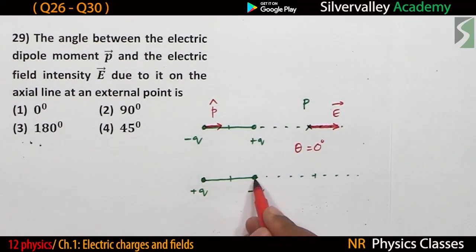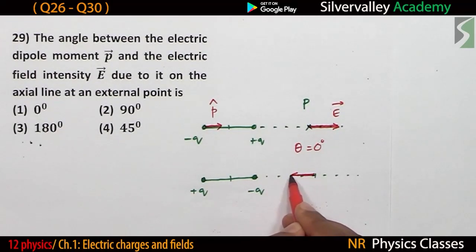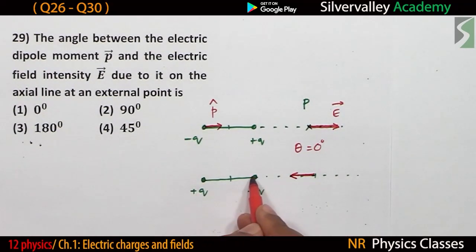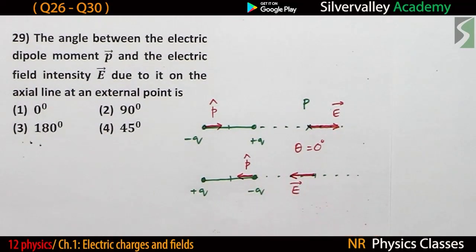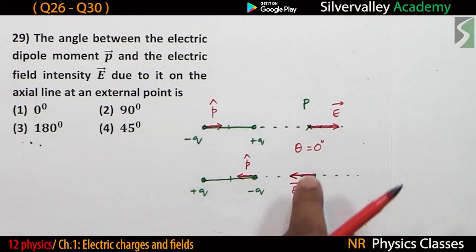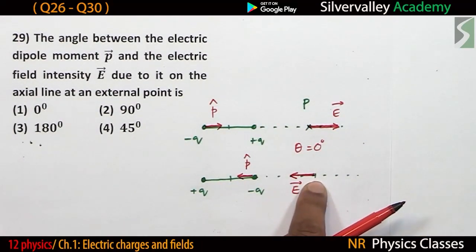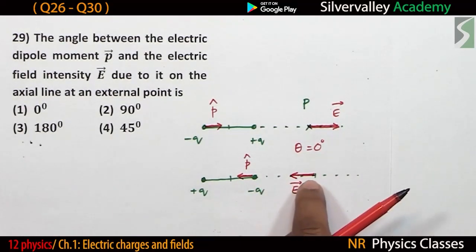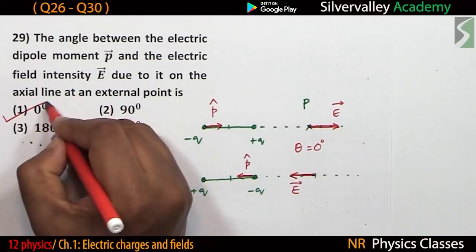Because the negative charge is closer to this point, the influence of the negative charge is more, therefore the resultant electric field is towards it, and the direction of dipole moment is from minus q to plus q, isn't it? So minus q to plus q. So this is P cap and this is electric field E, and the angle between these two is again 0. So what is the observation? If point P is closer to the positive charge or closer to the negative charge, the angle between electric field and dipole moment is always 0.